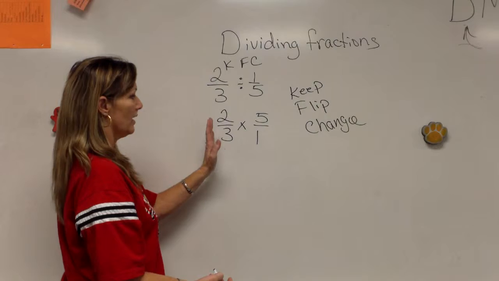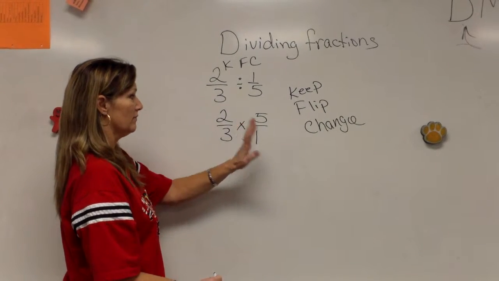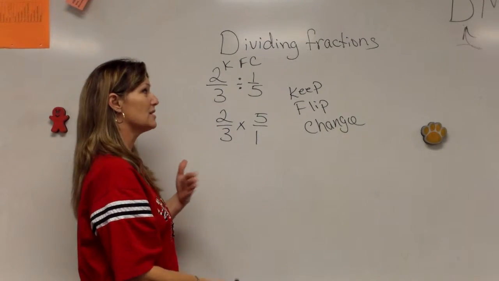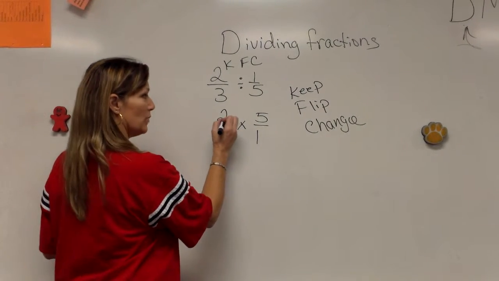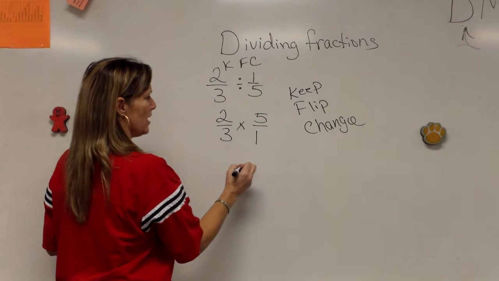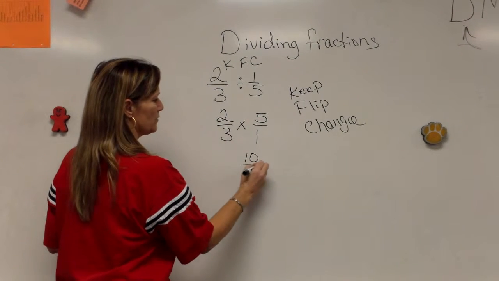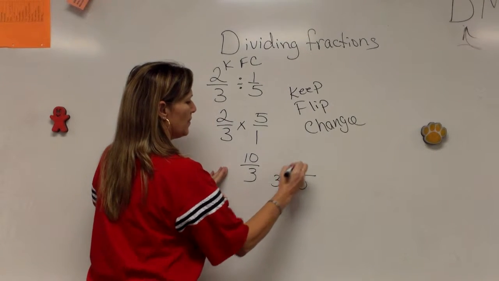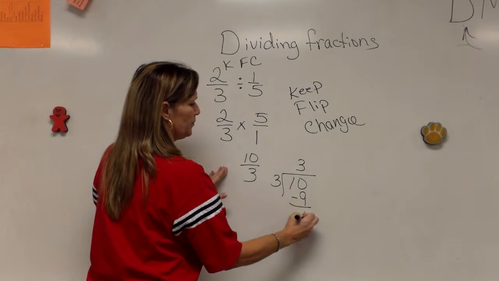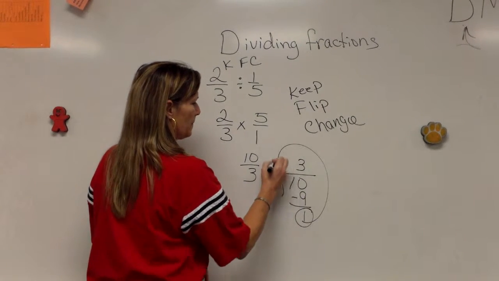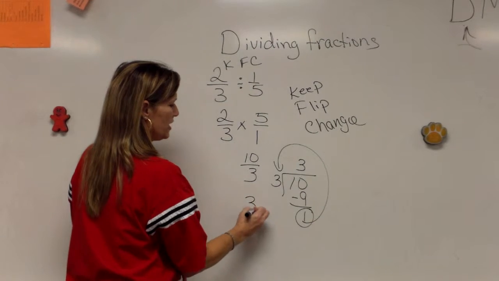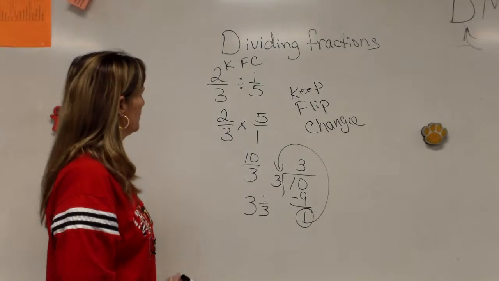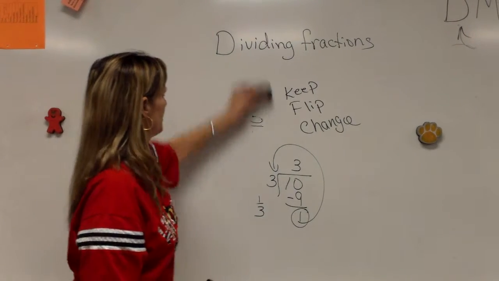I now have kept it, changed it, flipped it, so I'm going to go through and multiply. And I know how to multiply fractions. If not, you need to go back and look at the multiplying fractions video. 2 times 5 is 10. 3 times 1 is 3. Improper fraction, tie bow it, top in, bottom out. I take my remainder. So my answer is 3 wholes and 1/3. Okay, let's do another.